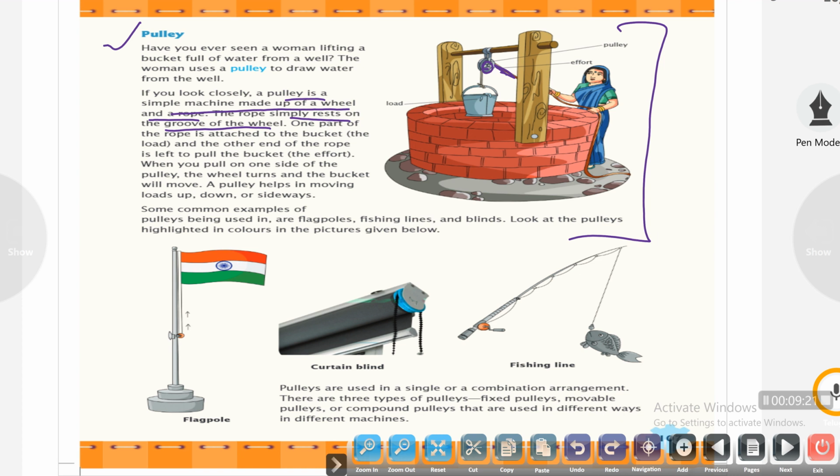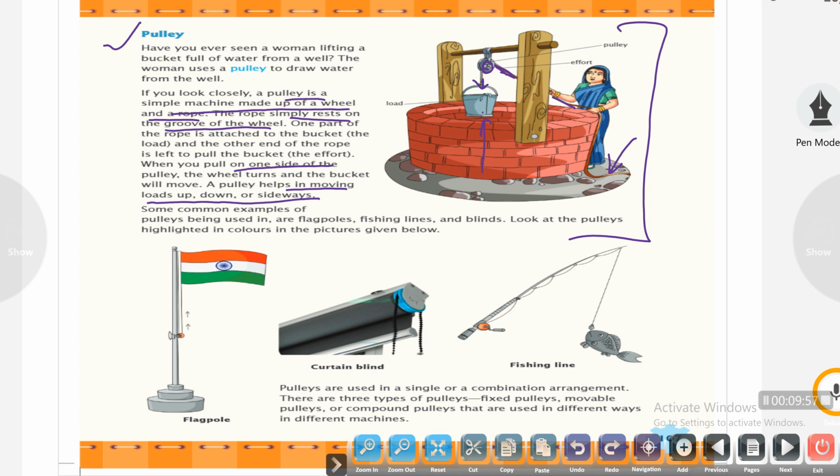One part of rope is attached to the bucket here and other end of the rope is left to pull the bucket. Here is the other end of the rope. When you pull on one side of the pulley, the wheel turns and the bucket will move. When the rope is pulled from here, then the bucket is automatically pulled. A pulley helps in moving loads up, down and sideways.